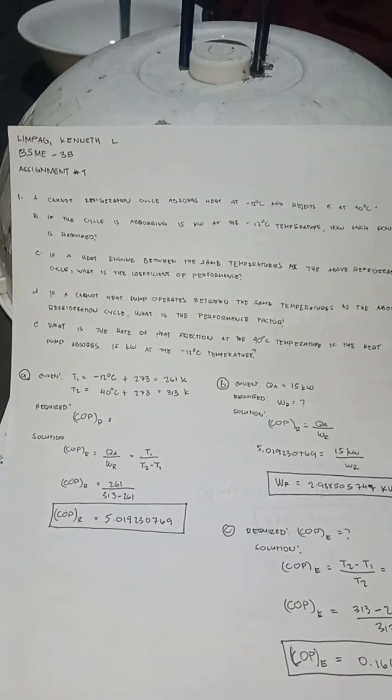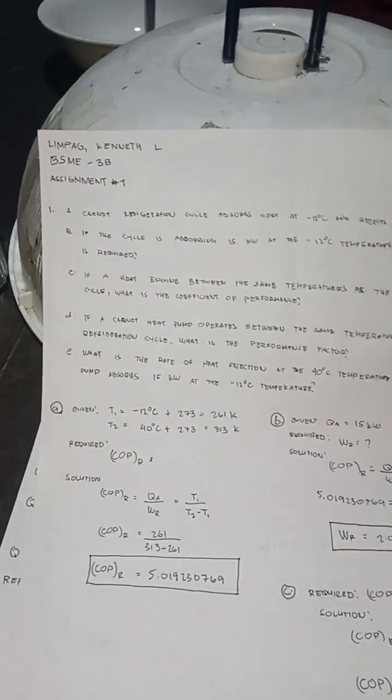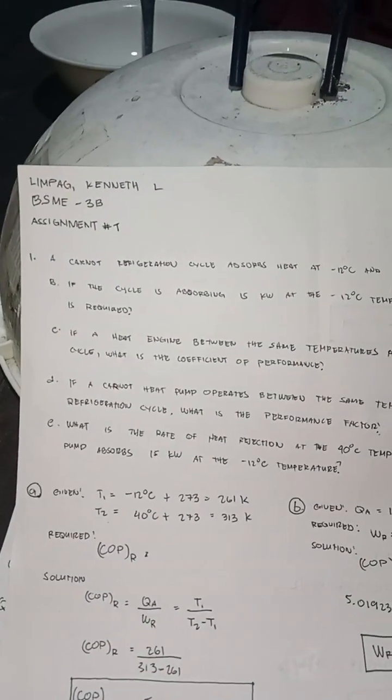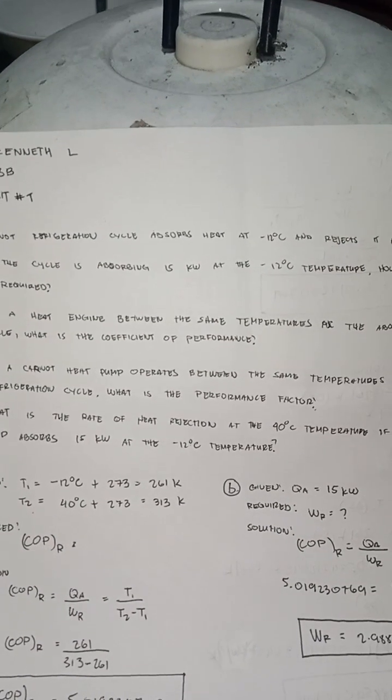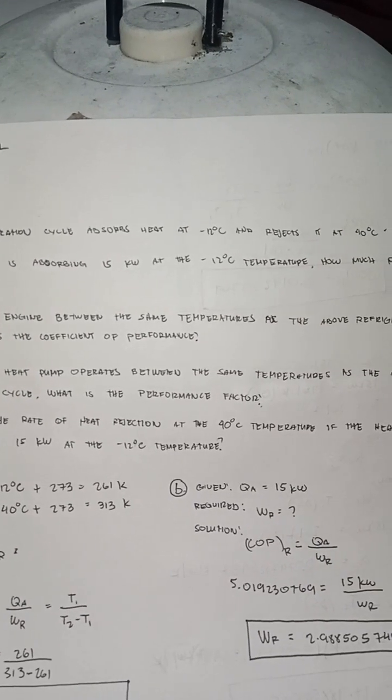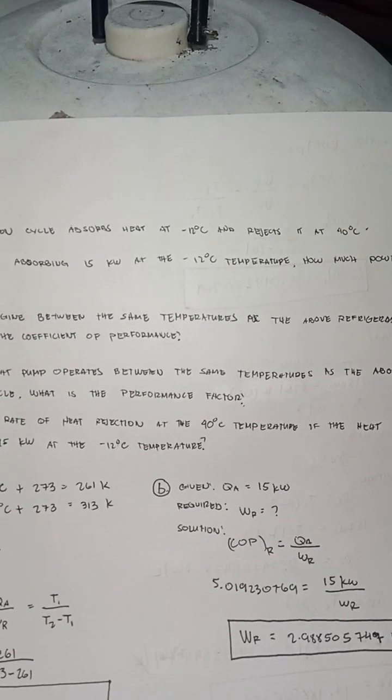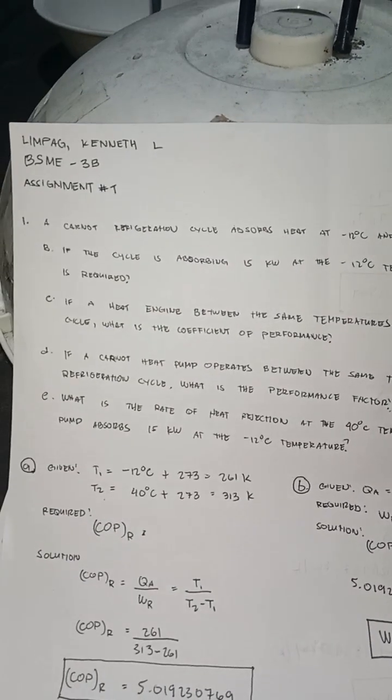I am Kent Alimpag and today I am discussing assignment number 1 in ME323 refrigeration. Number 1. A Carnot refrigeration cycle absorbs heat at negative 12 degrees Celsius and rejects it at 40 degrees Celsius.